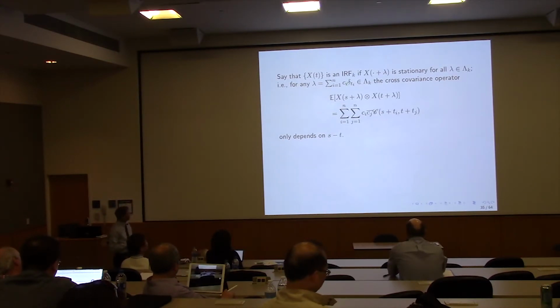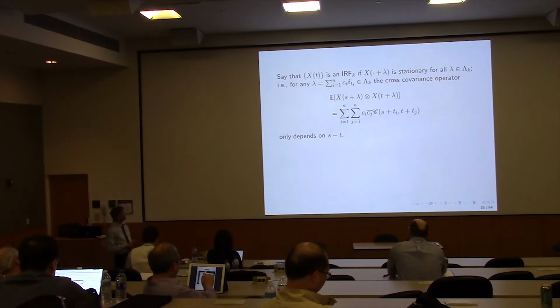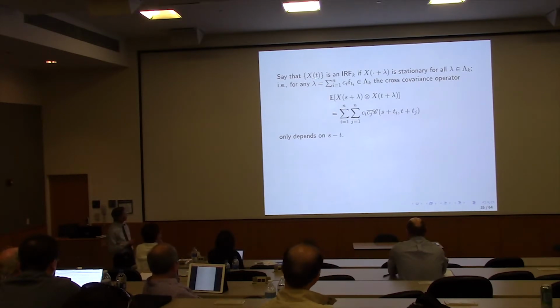Now, so we say x(t) is IRF-k if this process x becomes stationary after we apply the differencing based on lambda. So x(t) plus lambda is stationary for all lambda in lambda k, then x(t) is called IRF-k.